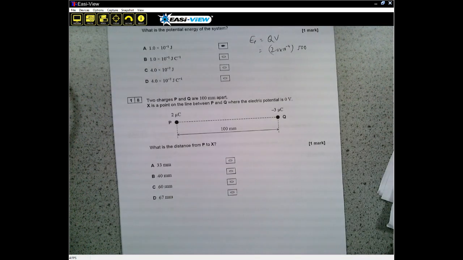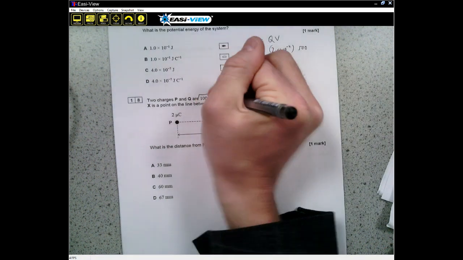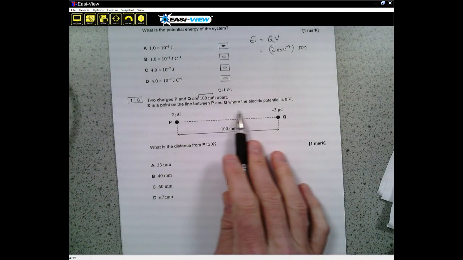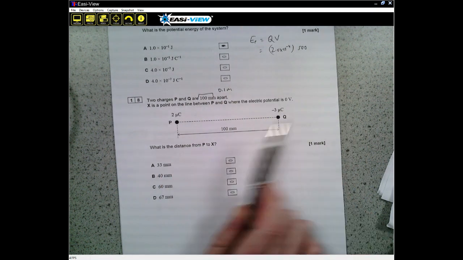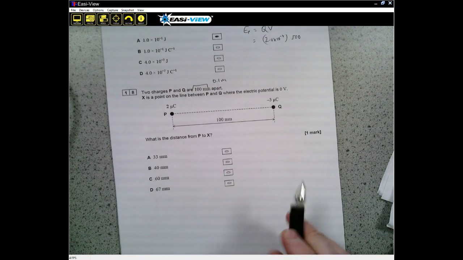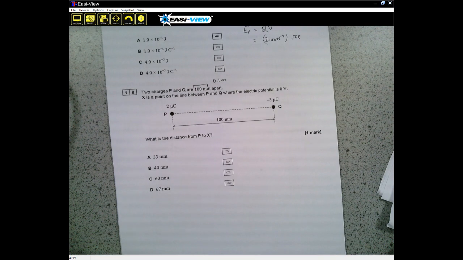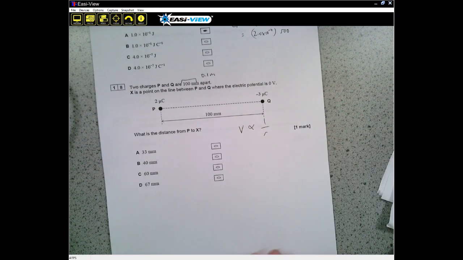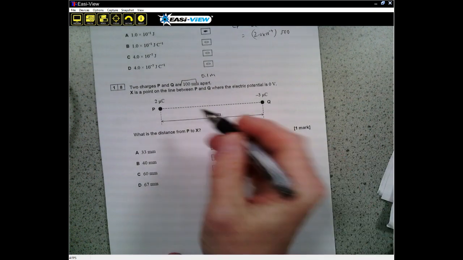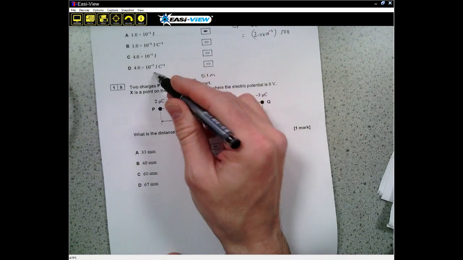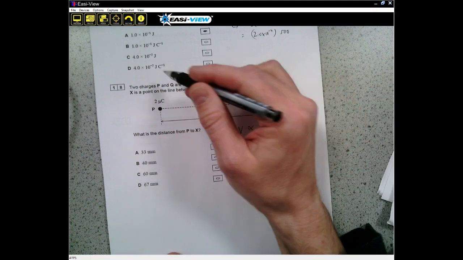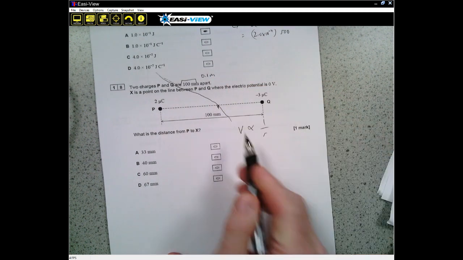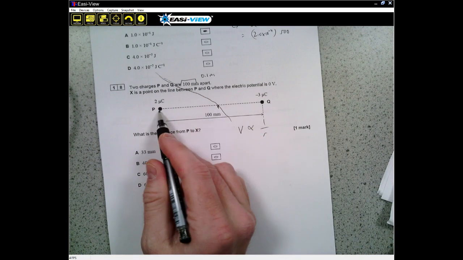Next one, two point charges P and Q are 100 millimeters apart. So that's 100 millimeters, which is 0.1 of a meter. X is a point between the two where the potential is 0. What's the distance from P to X? Okay, so electric potential is inversely proportional to the distance. And effectively, if you were to draw this out, this is positive, and then it will go to negative down here somewhere.